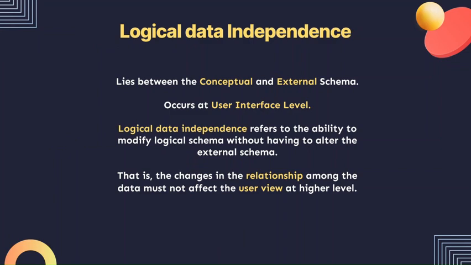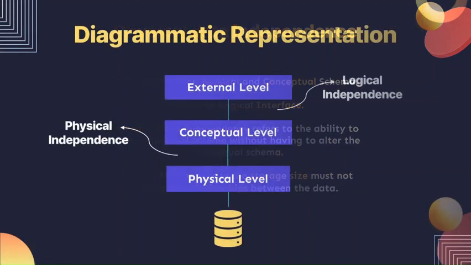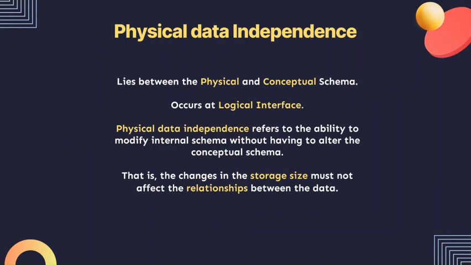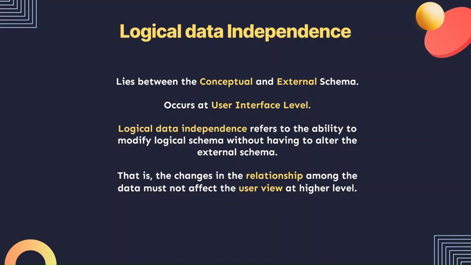Now, what is logical data independence? Logical data independence refers to the ability to modify the logical schema without having to alter the external schema. Suppose we are changing some relationships between the tables, or we are changing the ER diagram or the ER schema of the data. It should not affect the custom view of the user. That is, it should be independent, it shouldn't stop working or stop the view at all. That is, the changes in the relationships among the data must not affect the user view at the higher level. The same thing, it occurs at the user interface level. The area between the conceptual level and the external level is also called the user interface level. So, logical data independence lies there.